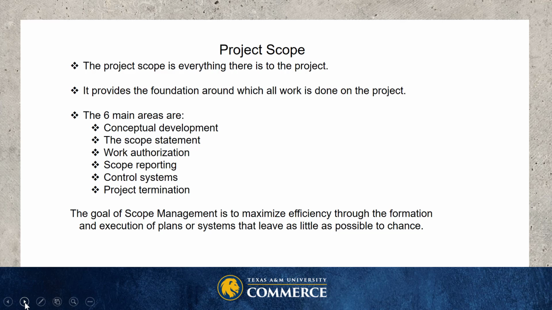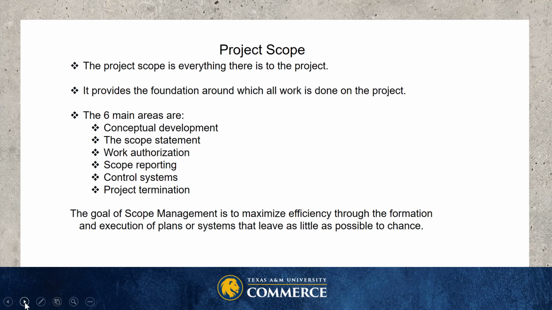So the 6 main areas of the project scope are conceptual development, which is choosing the best method for achieving the project goals. The scope statement, which is a comprehensive definition of all parameters necessary for the project to succeed. This includes the work breakdown structure. Control management and work authorization. Work authorization is where the project sponsor finally says that the project manager can assign resources to the project.